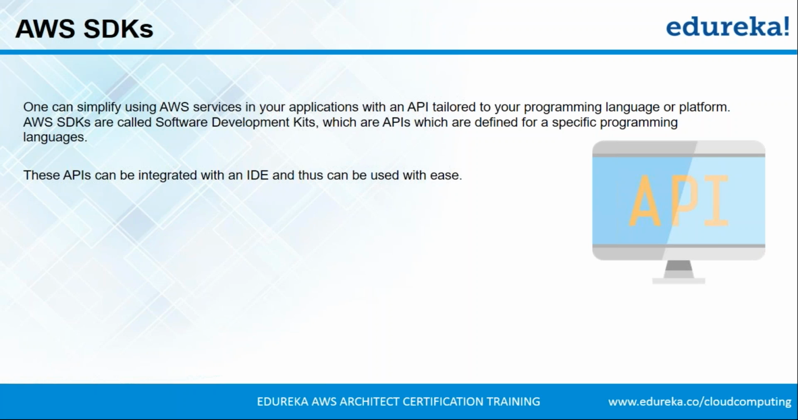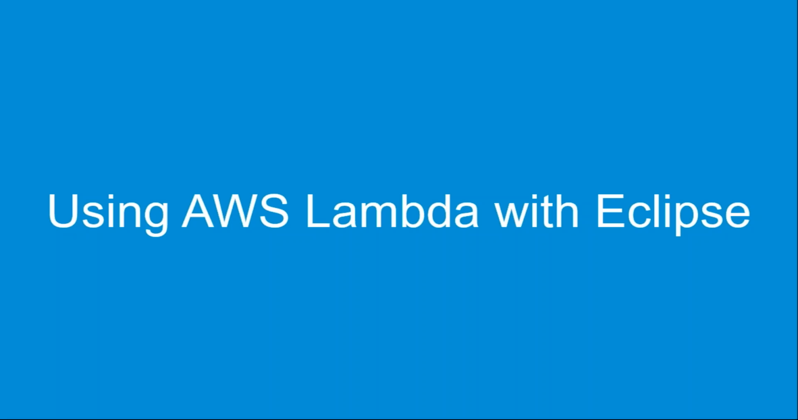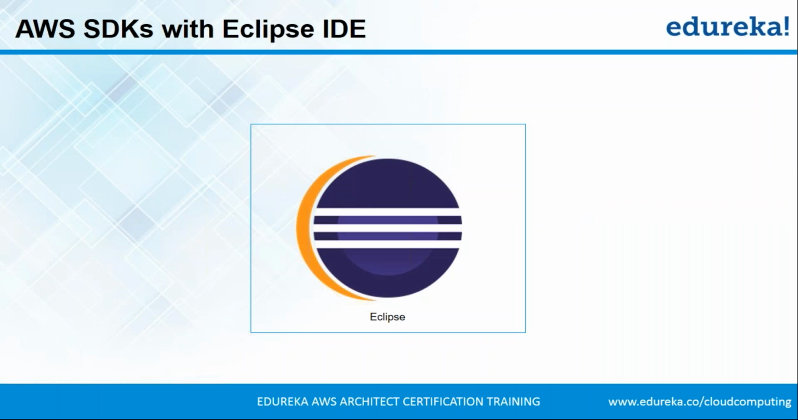rather than wasting time on understanding how he can connect his code to the service which is there on AWS. Right. The other part is that these SDKs are used with IDEs, right? Currently we have only two IDEs which are supported, that is Eclipse and Visual Studio. Today in this session, I'm going to teach you guys how you can connect your SDKs with the Eclipse IDE. So let's do that. Before that, we're going to code our AWS Lambda function in Java, right? And that is the reason we are using Eclipse.